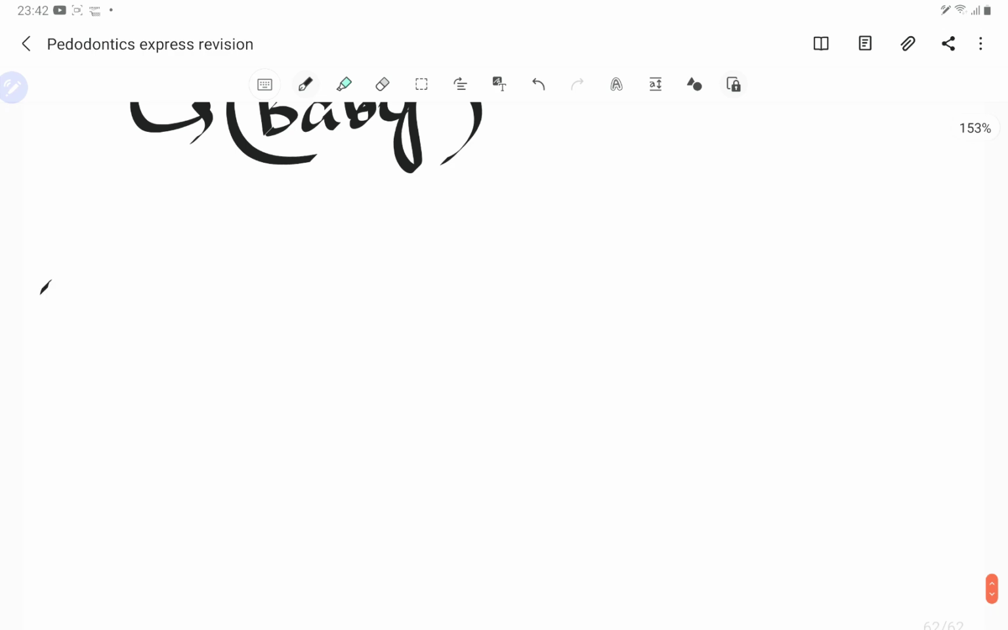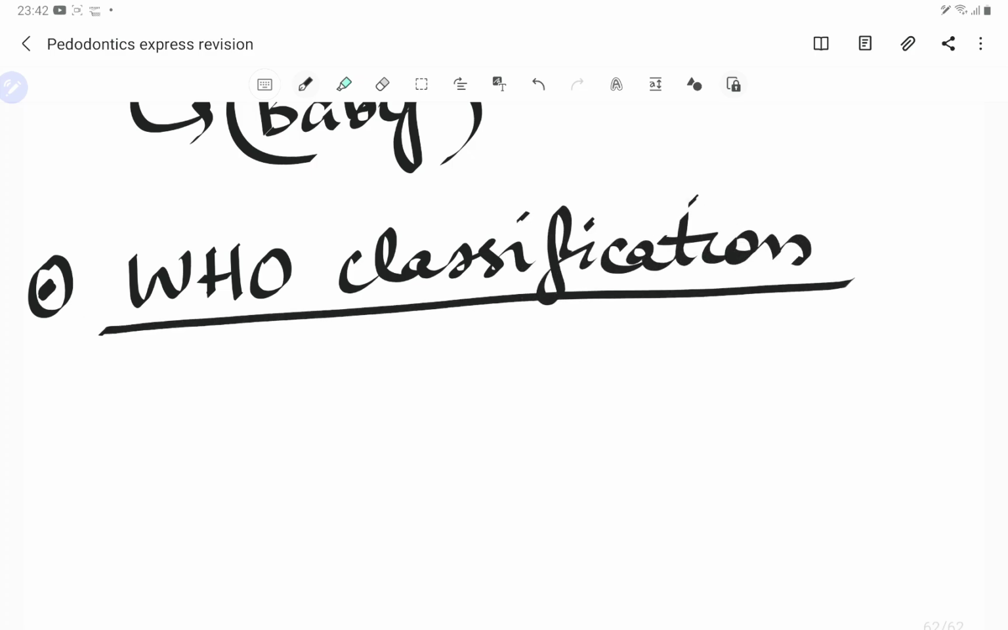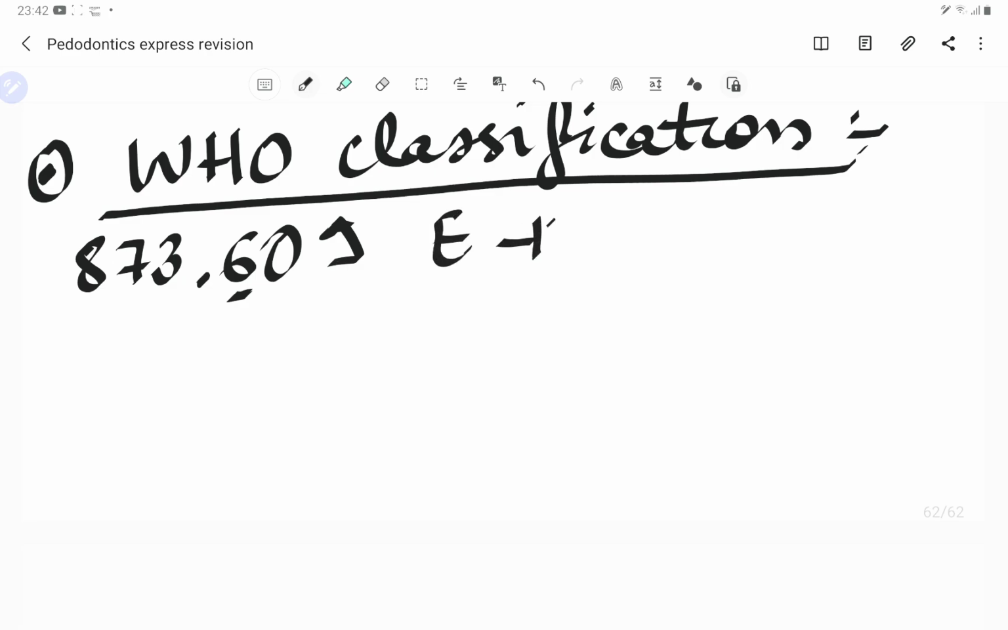Now there is another classification which is nowadays most commonly asked, the WHO classification. First of all, we'll be dealing with a lot of numericals or numbers in the WHO classification. So you have to write 8, 7 and 6. Now you have to put a dot in here, then you have to cut down the 6 into half, so that becomes 3. Then the classification starts from 873.60. So again we'll be starting, guys, with the enamel fracture, right?